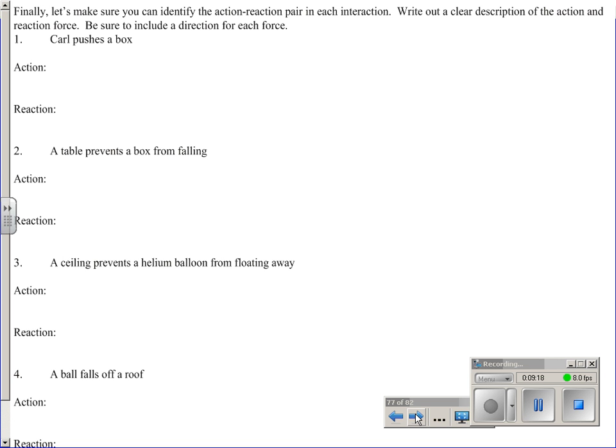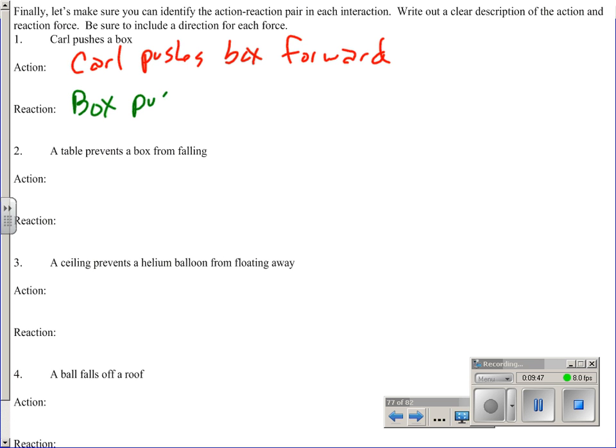So for your first one, hopefully you've paused it now. For your first one, it's this. Your action is, it pretty much tells you, right? Carl pushes the box. So your action is the force of Carl pushes box forward, right? So there's your action. So to find your reaction, you switch the two objects and change the direction. So it's the box pushes Carl backward.